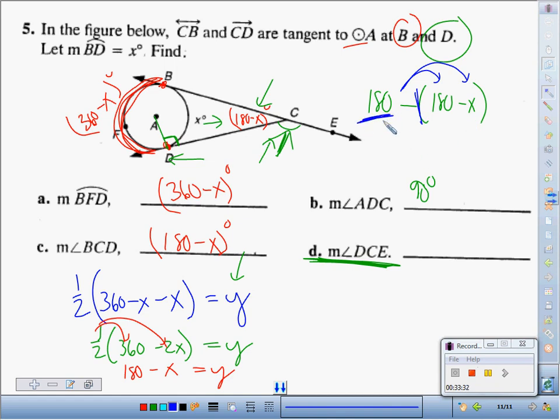Nothing happened to this one. It's still 180. But distribute the negative. Negative 1 times 180 is negative 180. And negative 1 times negative x is a positive x. Now this has no more multiplication to do, but there are some like terms that we can combine. This 180 and minus 180 add together to be 0, so that just turns out to be x degrees. And hopefully you realize that 180 minus x and x add together to equal 180 degrees.